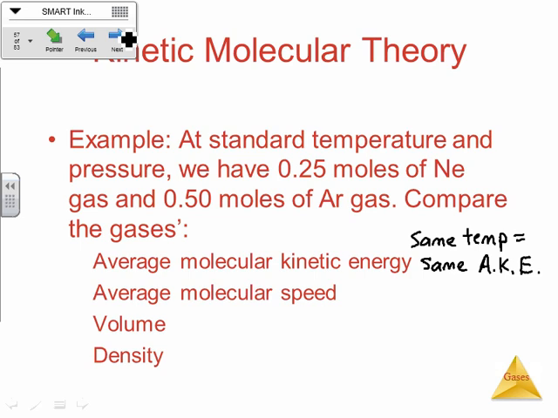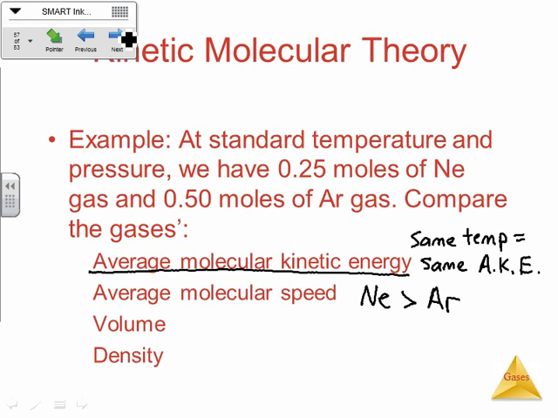So the smaller the gas particle, given the same amount of energy, which we just said they have the same amount of kinetic energy, okay, the one that's going to have the higher speed, given the same amount of energy, is going to be the smaller one, okay? And so neon, if you look on the periodic table, neon is smaller than argon. And so neon is going to have a greater speed than the argon. I think I wrote my thing the right way there, as far as speed.